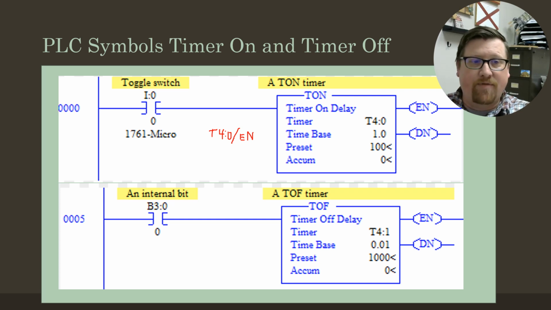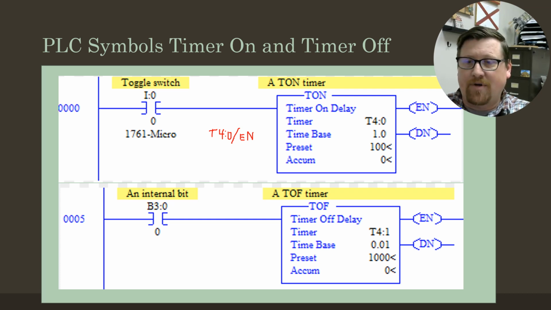This is a timer off. If this switch is energizing this timer, that energize is going to be on. It has a done bit, right? So when this is done counting, whatever it's going to count, that done bit is going to come on the on timer.